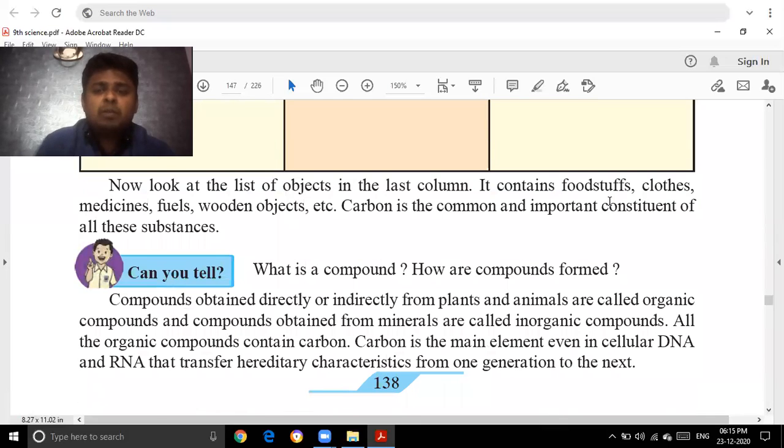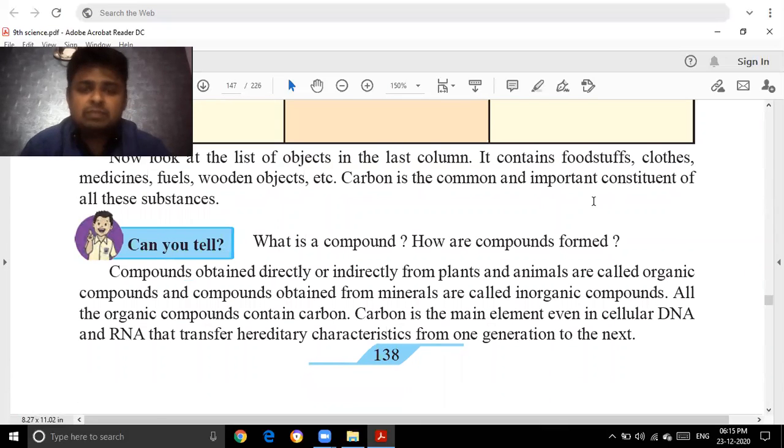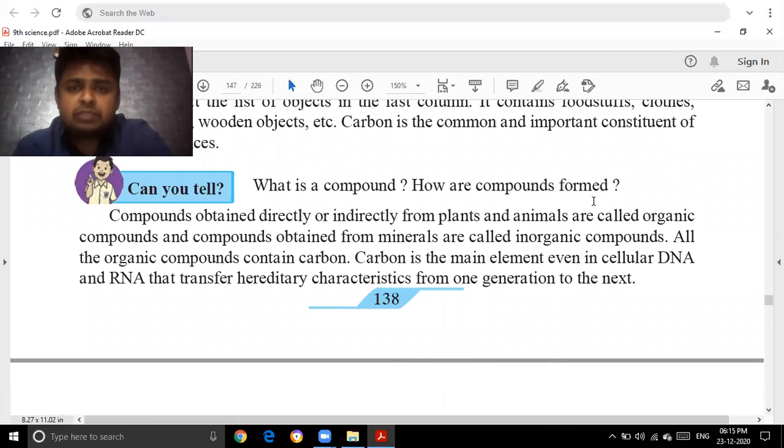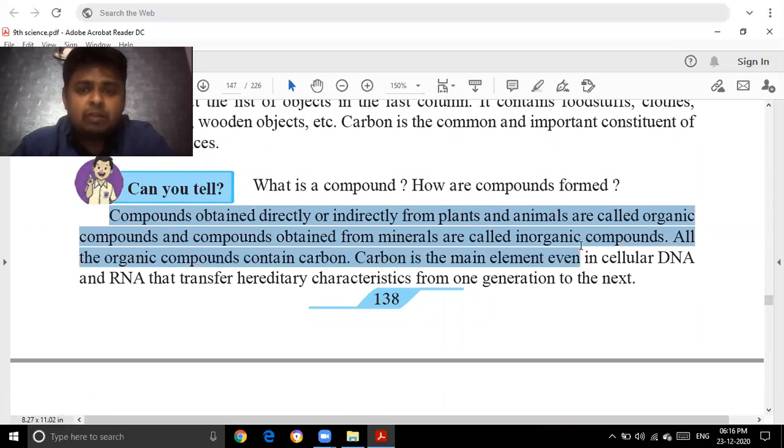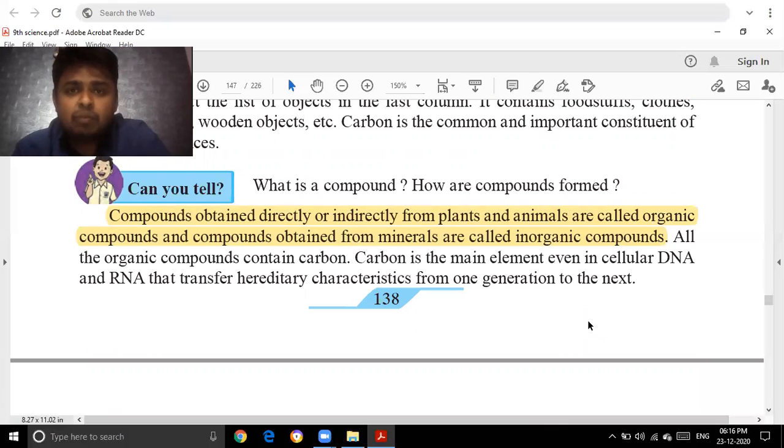Now carbon is a common and important constituent of all these substances. So what are compounds now? Now see, elements are unstable, and when elements react with another element, then compounds are formed. So compounds obtained directly or indirectly from plants and animals are called organic compounds, and compounds obtained from minerals are called inorganic compounds. So there are two types of compound. One is organic, other is inorganic. All organic compounds contain carbon.